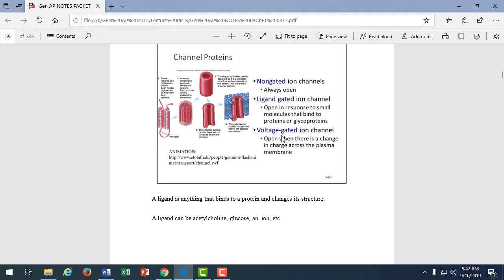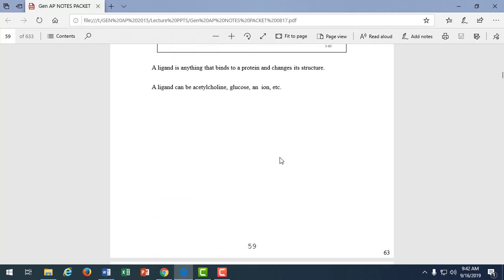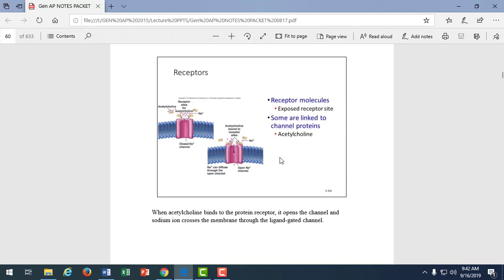And then voltage-gated means there needs to be an electrical charge difference on the membrane in order for that channel to open. And we're going to talk about that a lot this semester. So there's non-gated, ligand-gated, and voltage-gated channels that allow things through the membrane. These are obviously selective, the ligand-gated and the voltage-gated, in order to let things across. And we'll talk more about those.